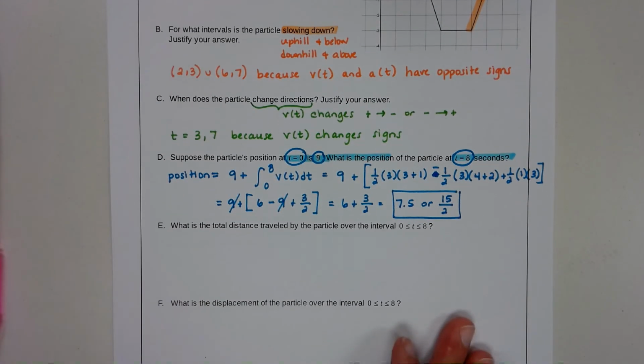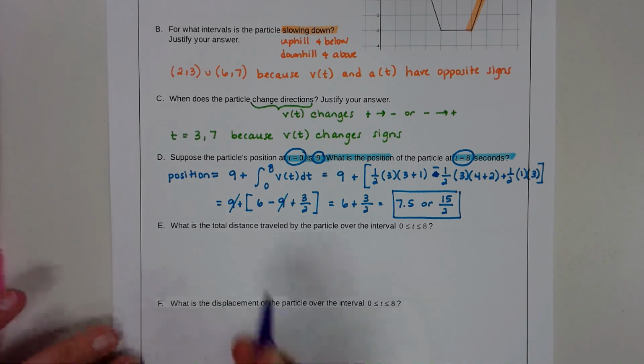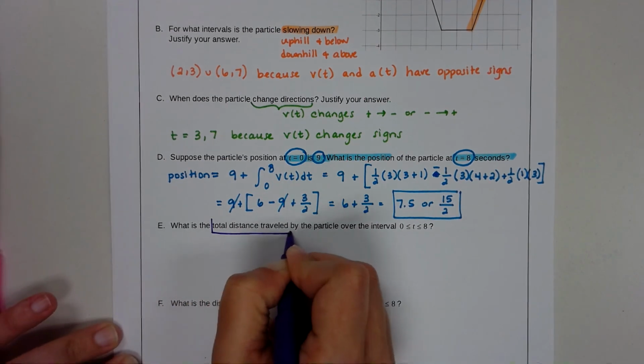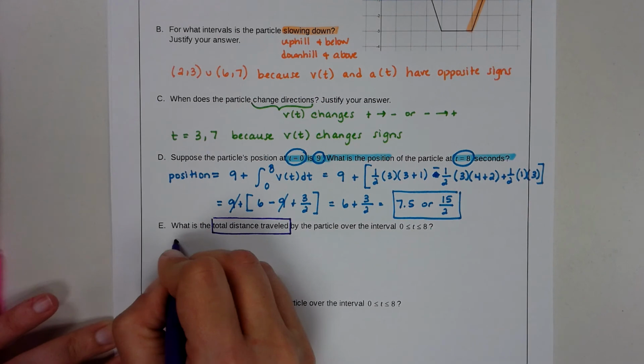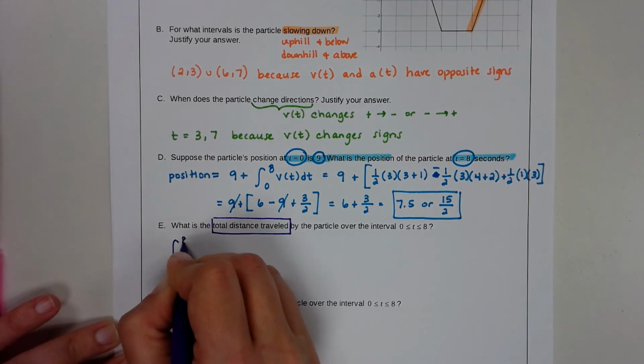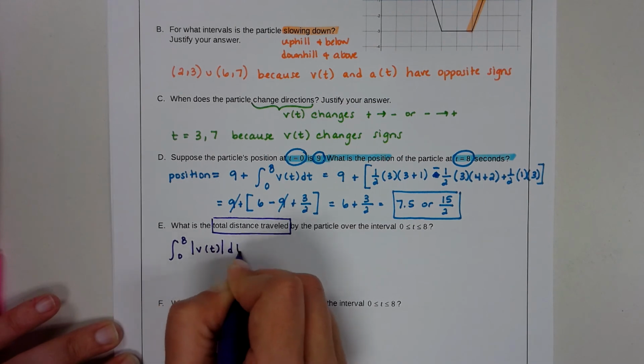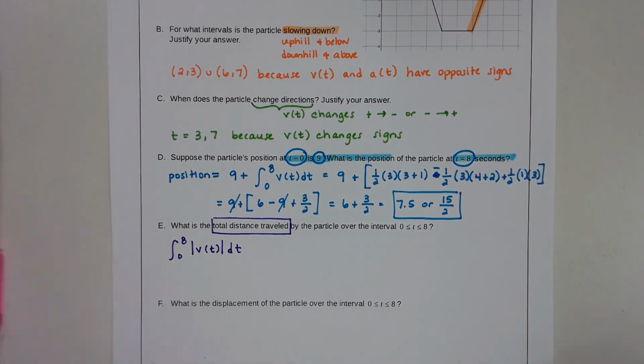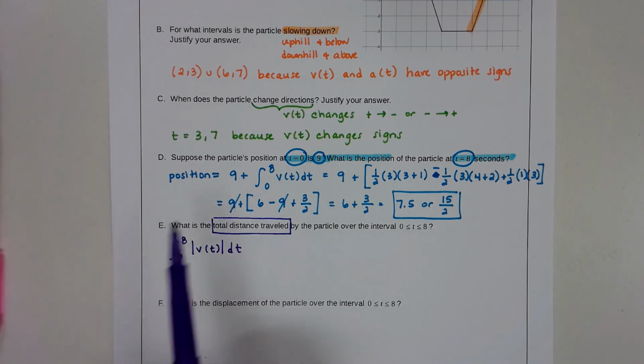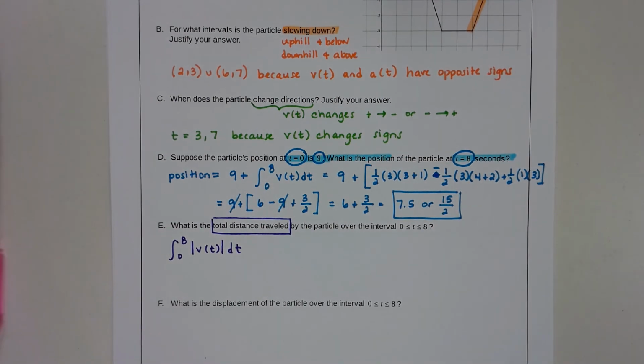The next question says, what is the total distance traveled? Now, this is a little bit of a different question. Total distance traveled, we said, was the integral from 0 to 8 of the absolute value of v of t. Now, you'll notice that in every single question, I'm setting up my integral before I do my evaluations. And that's because on the AP test, that will oftentimes earn you partial credit.